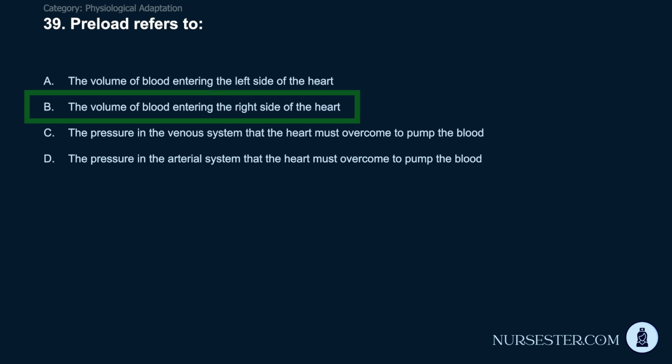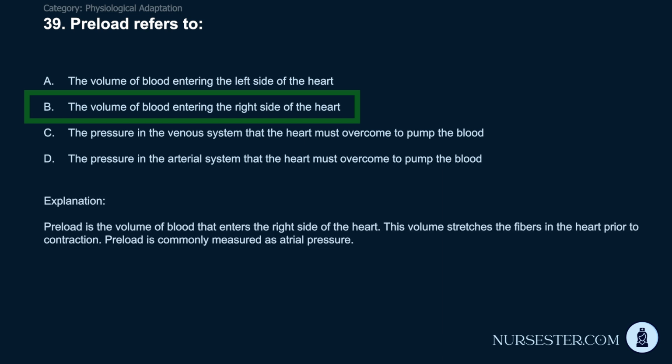Correct answer, B. The volume of blood entering the right side of the heart. Preload is the volume of blood that enters the right side of the heart. This volume stretches the fibers in the heart prior to contraction. Preload is commonly measured as atrial pressure.